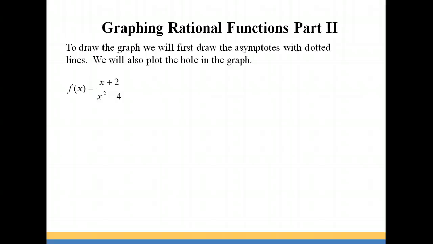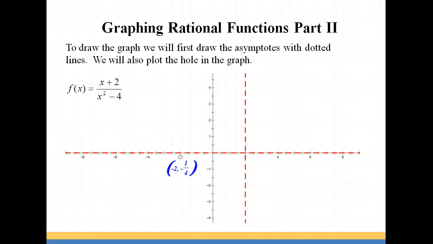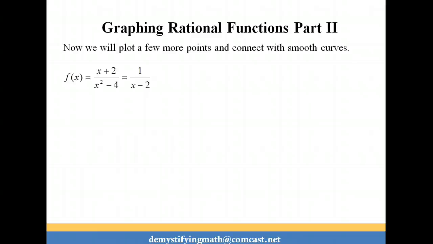Okay, so now we're ready to draw a graph. We have the two asymptotes, we have a hole in the graph, and we're going to plot those and draw our lines. So these will give us boundary lines for the branches of our graph. And we have the point at -2, -1/4 plotted as an open circle.